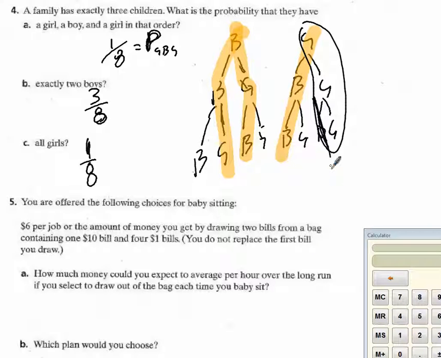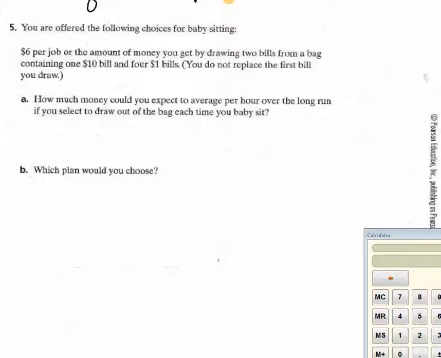You are offered the following choices for babysitting. Why can't they just give me 1 flat or normal rate per hour? That would make a lot more sense. $6 per job, or the amount of money you get by drawing 2 bills from a bag containing 1 10 and 4 ones. You do not replace the first bill after you draw. So how much money would you expect to average per hour over the long run if you selected the draw-out method?